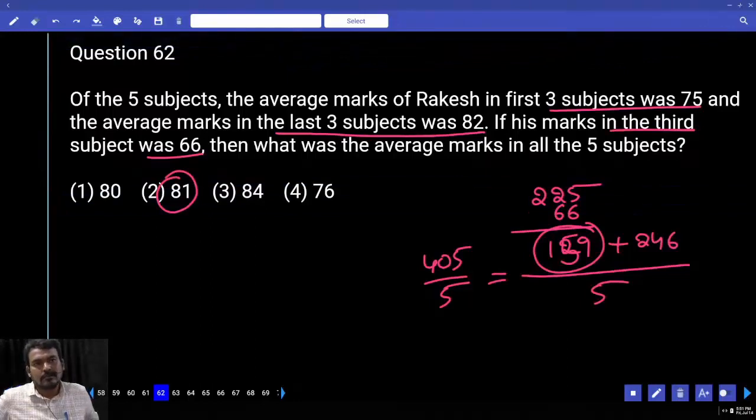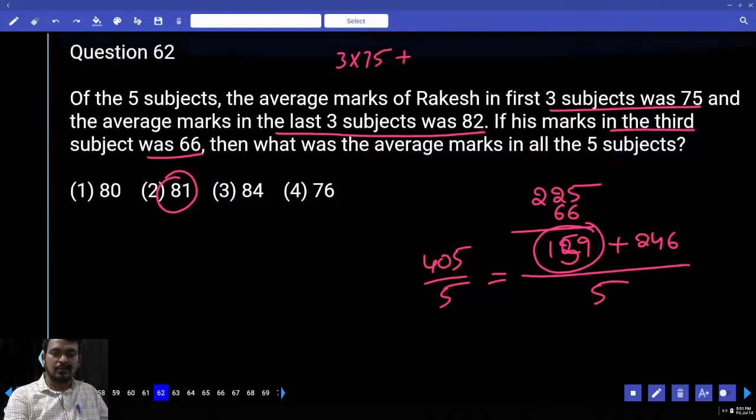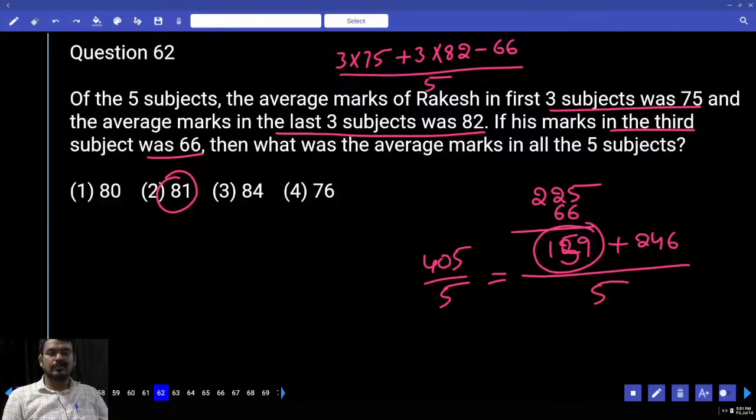81. Or, 6 papers' data minus 1 paper, we get the 5 papers' marks: 3 into 75 plus 3 into 82 minus 66, divided by 5. In the numerator, which one is common? 3 is common. Any cancellation in the denominator? No. Definitely the answer will be a multiple of 3. But only 2 options are like that.